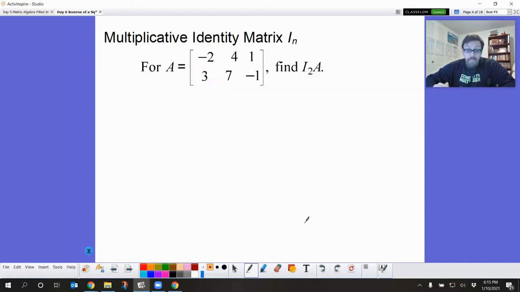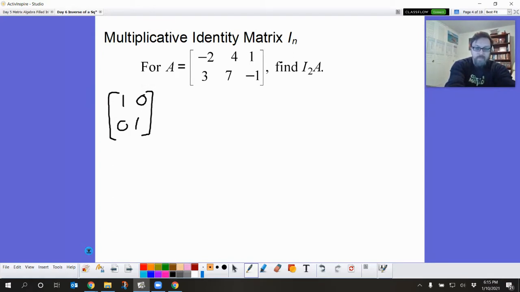Some cool things about multiplying them is they don't do anything. It's kind of like multiplying by 1, but with matrices, we don't really have numbers. If we want to do a multiply that doesn't change a matrix, we can use an identity matrix. So if I made an identity matrix that's 2 by 2, so 1, 0, 0, 1, and I multiplied that by matrix A, this shouldn't do anything. So we get negative 2, 4, 1, 3, 7, negative 1.